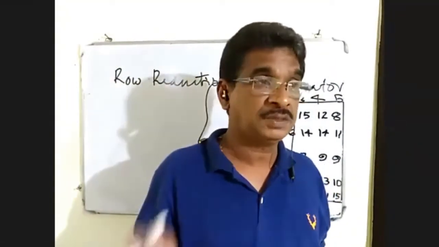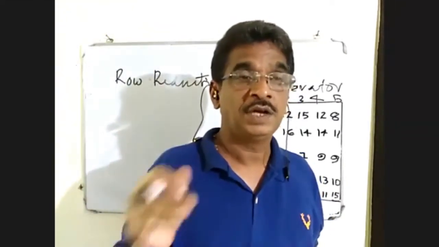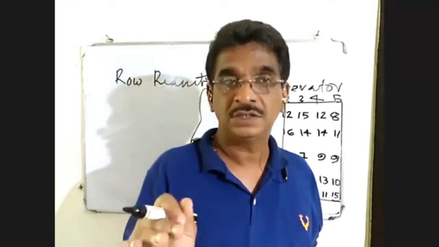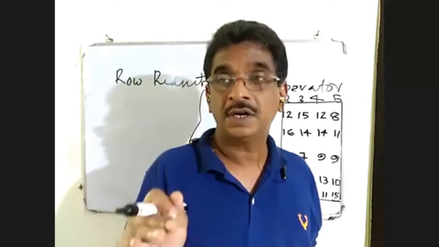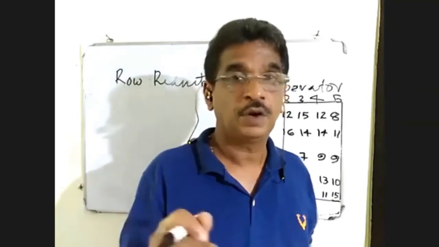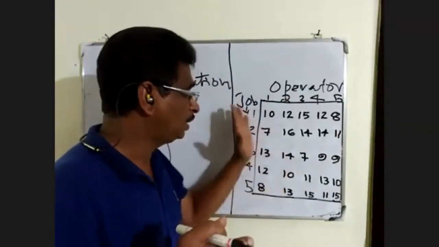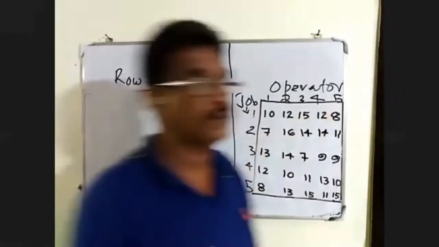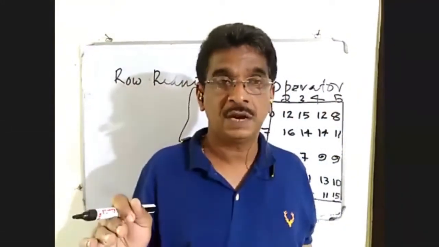In the transportation problem also there is balanced and unbalanced. In balanced, what we are looking for is total demand equal to total supply. In the assignment problem, we have to check that the total number of rows is equal to the total number of columns. There are 5 rows, 1, 2, 3, 4, 5, and 5 columns. First of all, you look at whether the assignment problem is balanced or unbalanced. Am I audible?